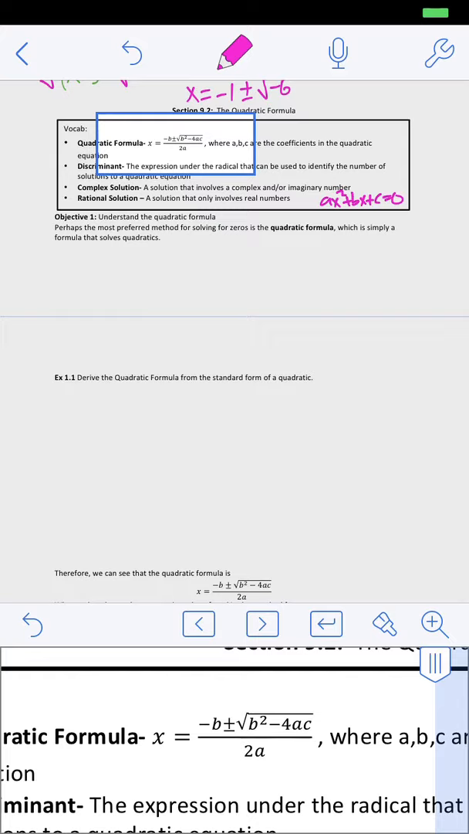Quadratic formula looks like this. It's beautiful, I know, you are loving it. You want to put it as your wallpaper. But let me show you where it came from.